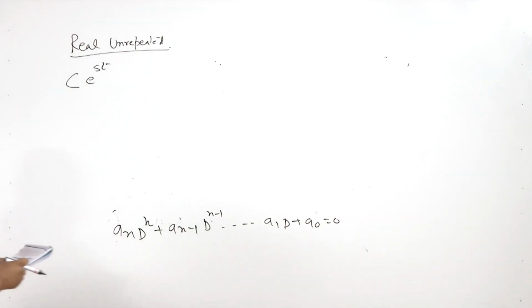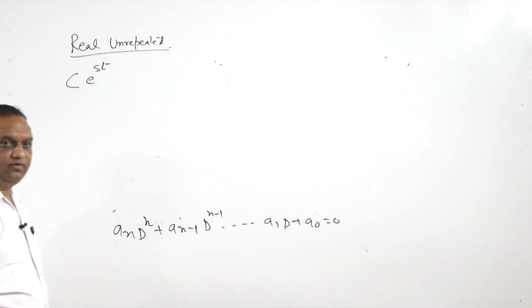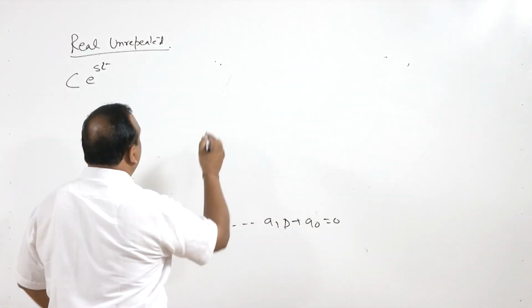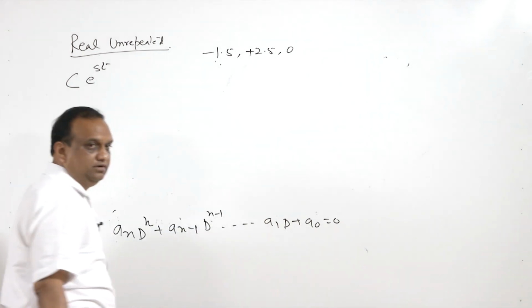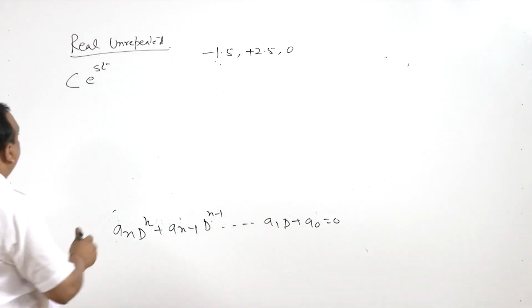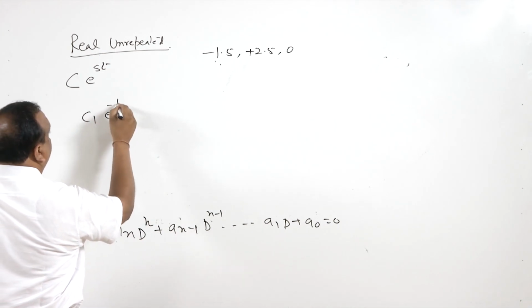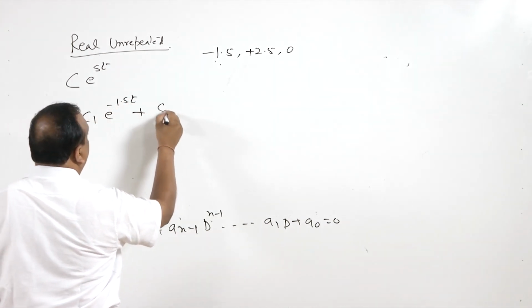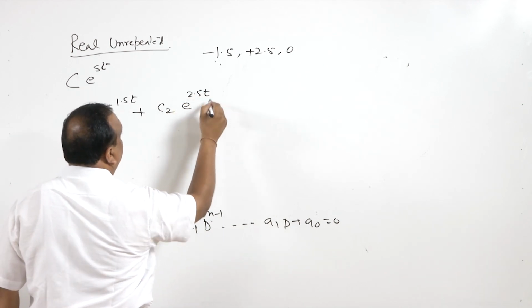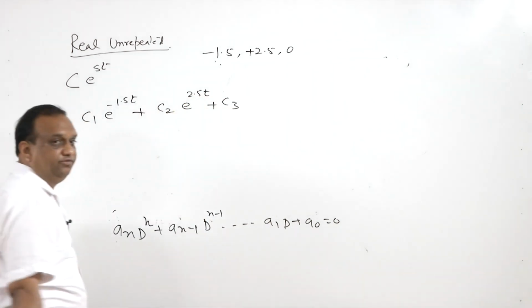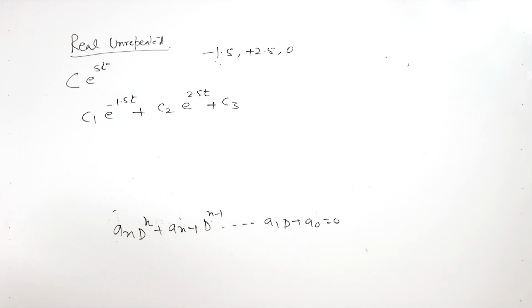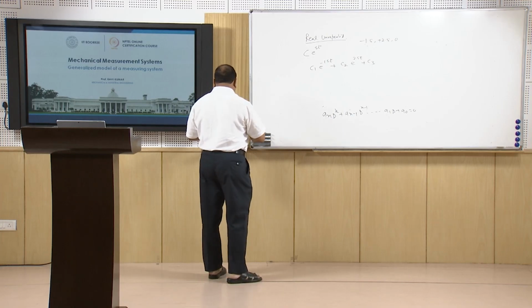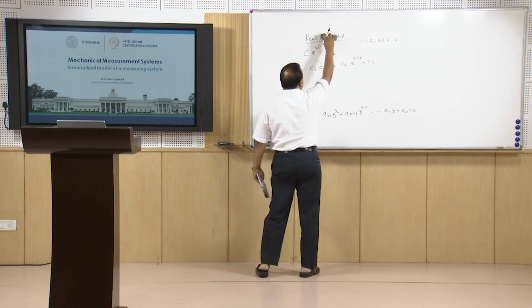For example, the equation is an nth order equation. Suppose the equation has 3 roots, minus 1.5, plus 2.5 and 0. In that case, the solution is going to be C1 e raised to power minus 1.5t plus C2 e raised to power 2.5t plus C3, because it is 0. So this is the solution. Now imposing initial conditions, we can find the values of C1, C2 and C3. That is one case. Now suppose the roots are real and they are repeated.